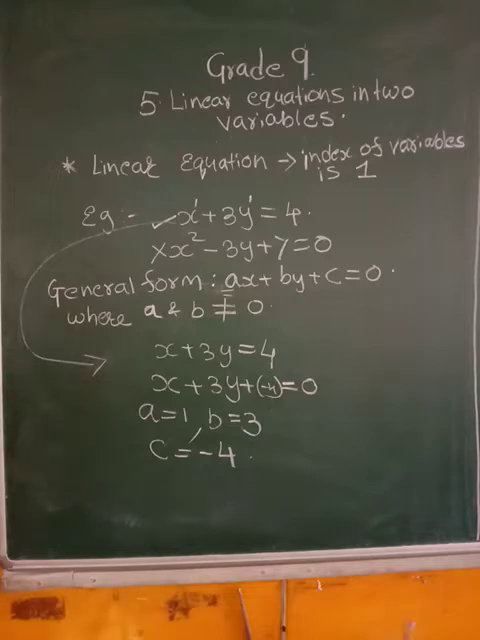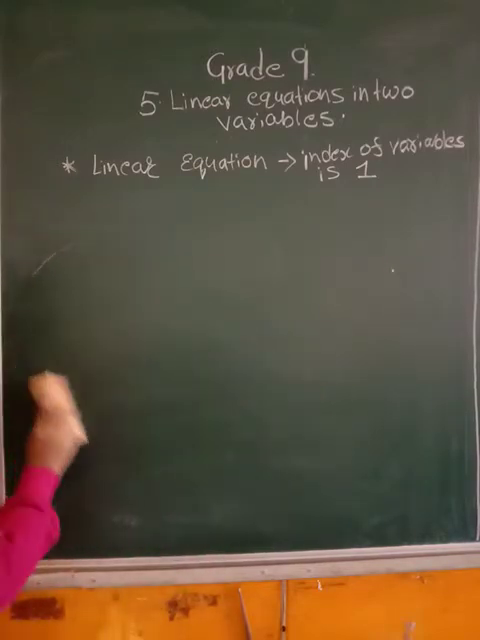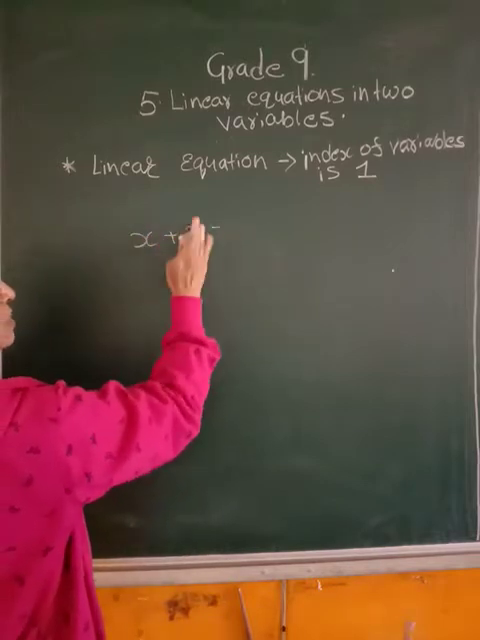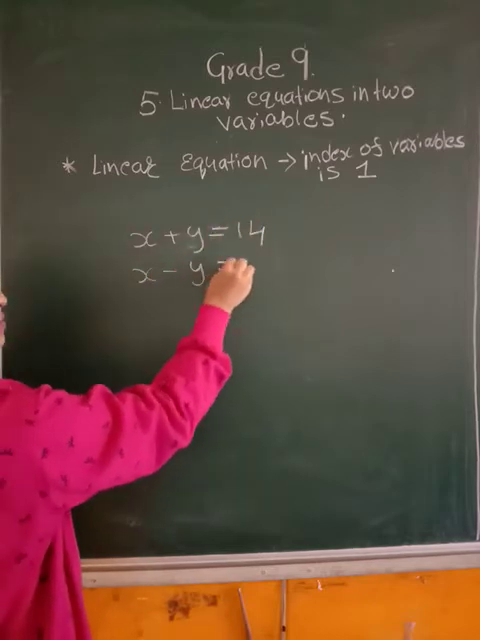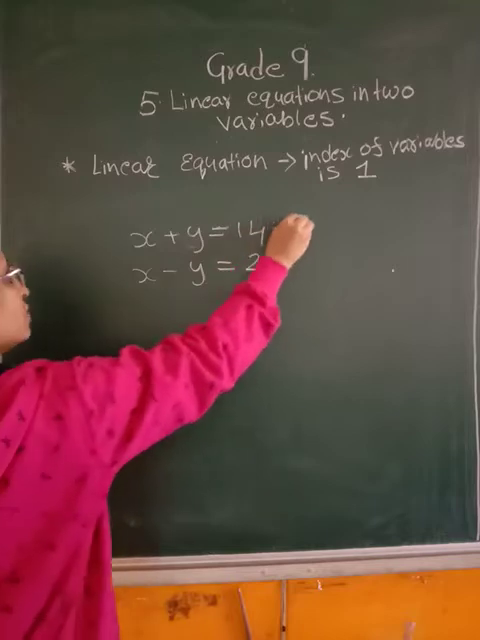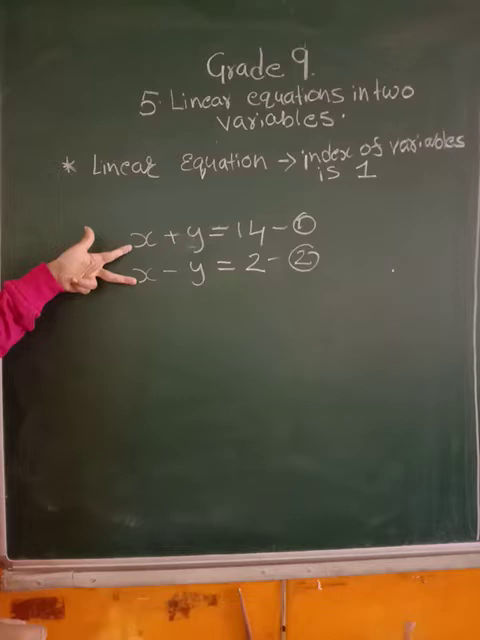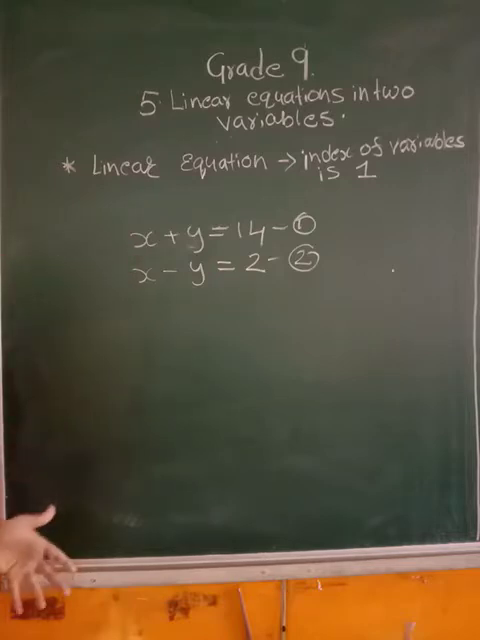Now let us go and see what simultaneous equations are. Quickly I will tell you. If I consider two linear equations in two variables, one is x plus y is equal to 14 and another is x minus y is equal to 2. So two equations. This is equation 1 and this is equation 2. At a time if I consider two equations which are linear and they are in two variables, then we call them simultaneous equations. So these two are simultaneous equations. And we have to solve the simultaneous equations.